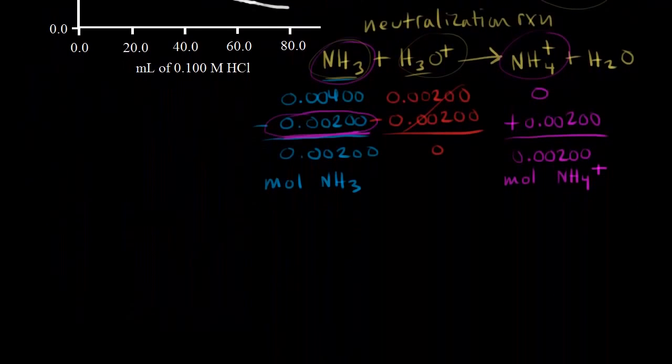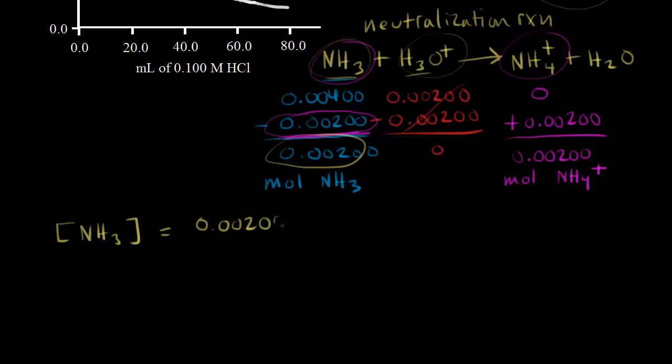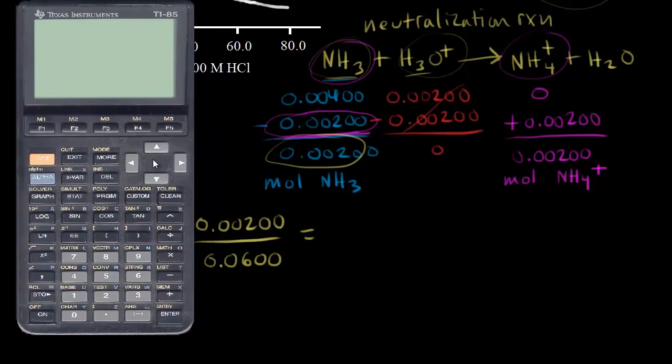So let's find the concentration. All right, so let's start with the concentration of ammonia. The concentration of ammonia is equal to moles over liters. We have 0.002 moles of ammonia. We divide that by our volume, right? Our total volume is now 60 milliliters, or 0.06 liters, and so we can find our concentration. Right, so we could go ahead and do that here.